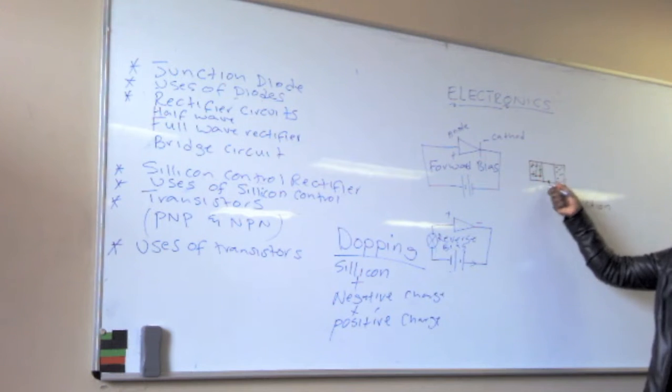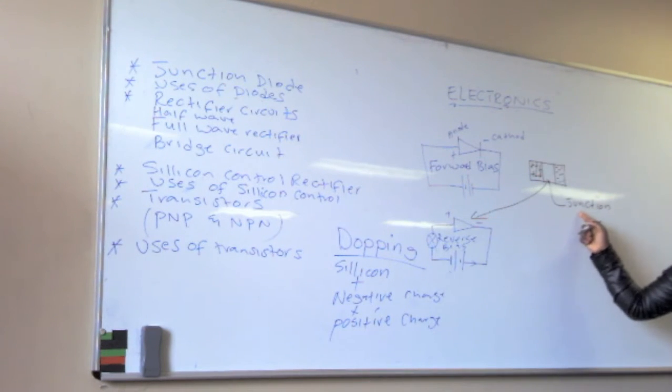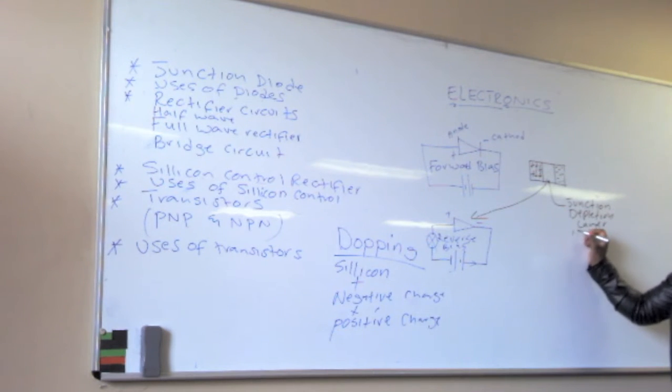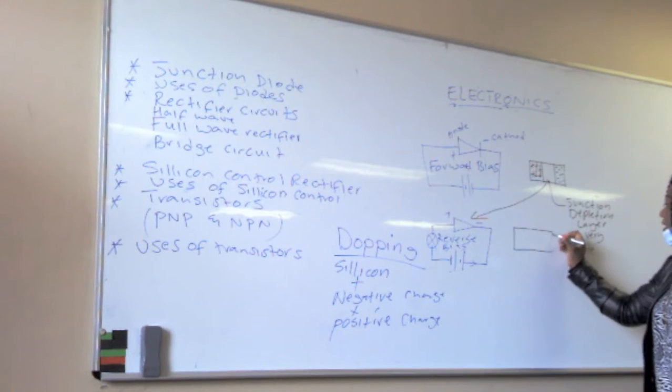So if I say this is a reverse bias, it means the junction, or the depletion layer, is very wide in reverse bias. When the gap is too much, few electrons will manage to cross to the other side. It's the same as when I was teaching capacitors. And then in a forward bias, a junction diode will look like that.